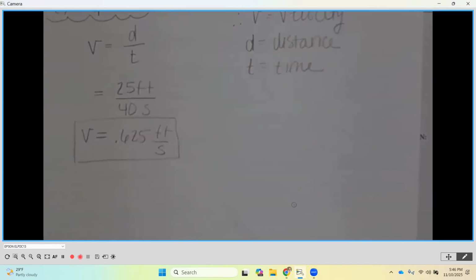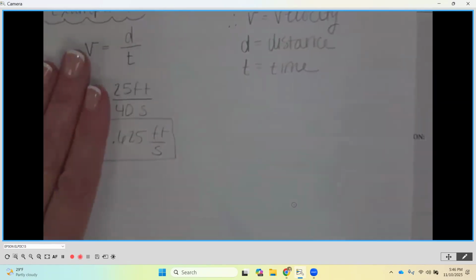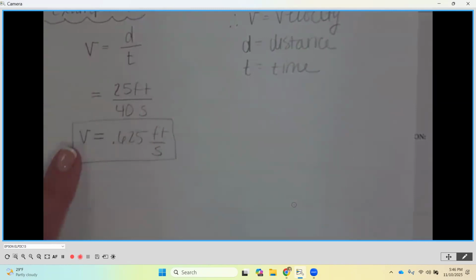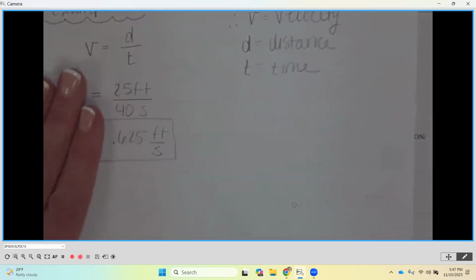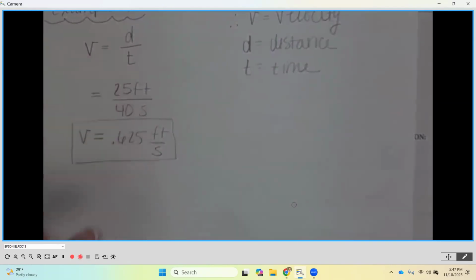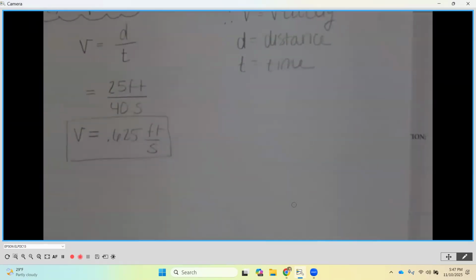Remember, your final answer has to be labeled with the variable. Do not just put a box around 0.625 feet per second. You have to tell me what it is. V is equal to 0.625 feet per second. Make sense? If you do this and put a box around it, you get points off. So formatting, I want you to answer the question. It's asking us, what is the velocity of that package? So you have to say V is equal to, and what the number is, with the units.